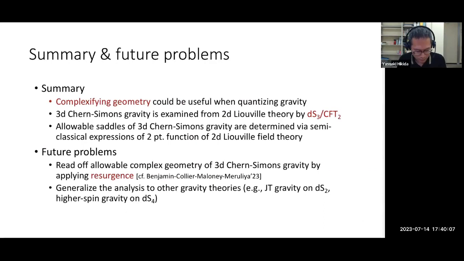This is the end of the talk, so let me conclude. Complexifying geometry is sometimes useful when we consider quantizing gravity. Today I studied 3D Chern-Simons gravity from 2D Liouville theory by using the dS3 correspondence we proposed recently. We determined allowable saddles of 3D Chern-Simons gravity from the semi-classical expression of the two-point function of 2D Liouville theory. And I propose another way to determine non-perturbative saddles by applying resurgence. This is what I'm currently working on.